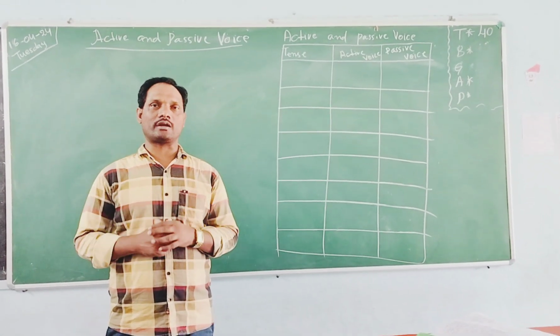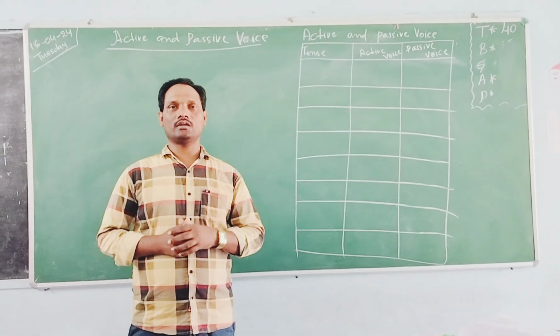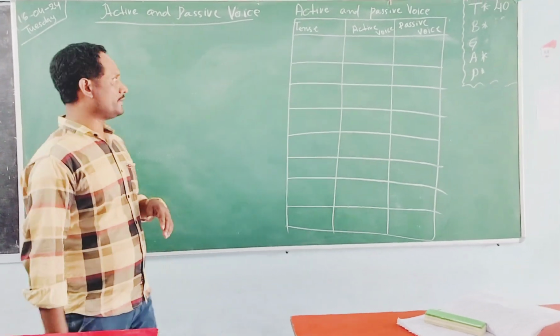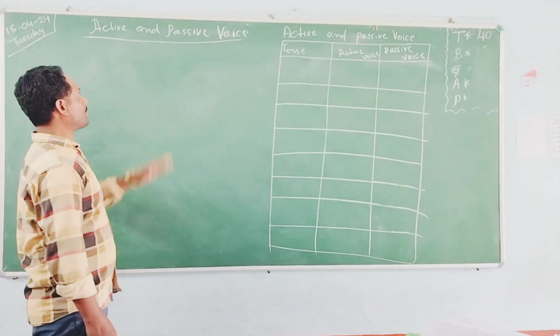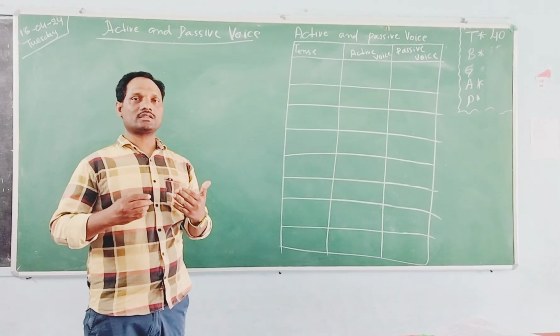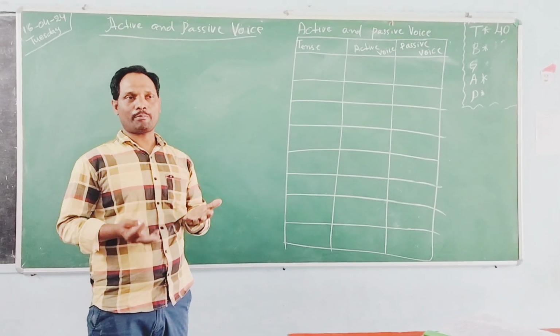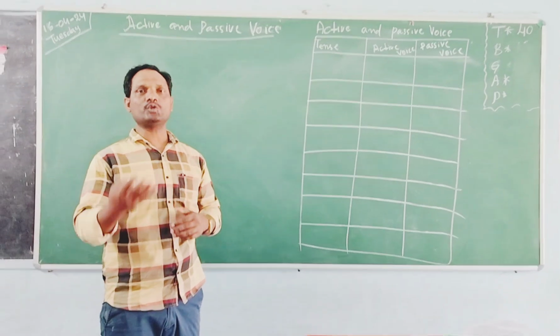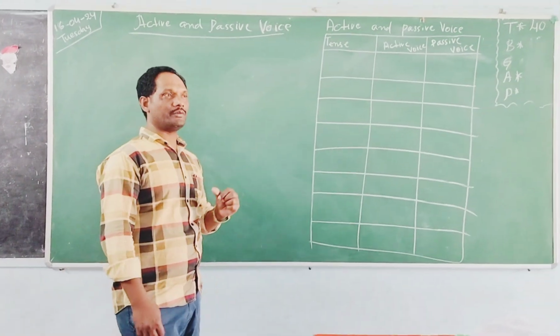This is very important grammar. So I would like to explain to you very clearly what is active and what is passive voice. Active voice, in a sentence, is what the subject is doing. Passive voice is what happened to the object. So let me give you an example.